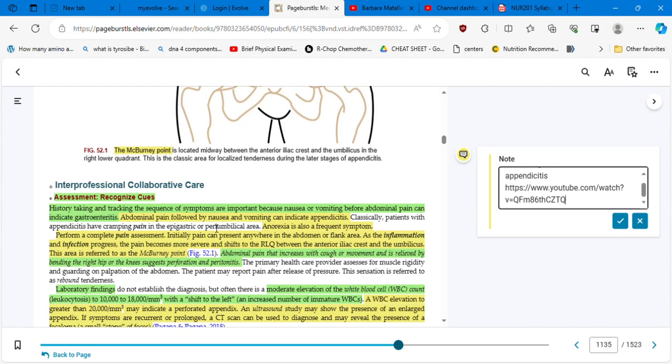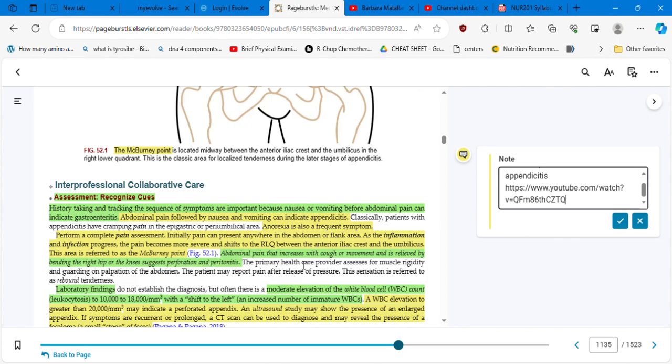Classically, patients with appendicitis have cramping pain in the epigastric or periumbilical area. Anorexia is also a frequent symptom. Perform a complete pain assessment. Initially, pain can present anywhere in the abdomen or flank area. As the inflammation and infection progress, the pain becomes more severe and shifts to the right lower quadrant between the anterior iliac crest and the umbilicus. This area is referred to as the McBurney point.